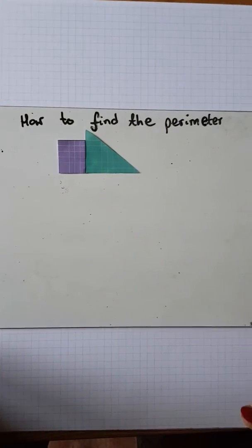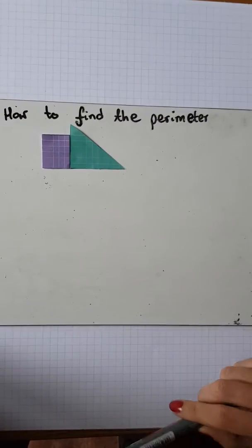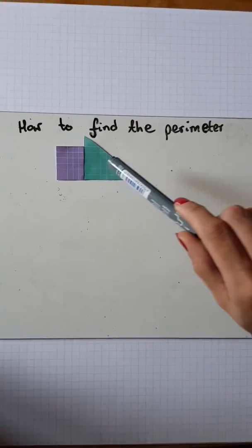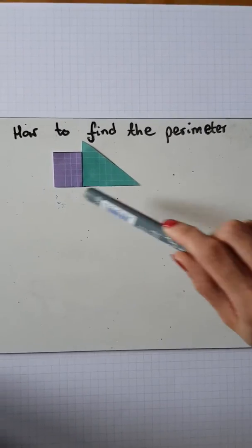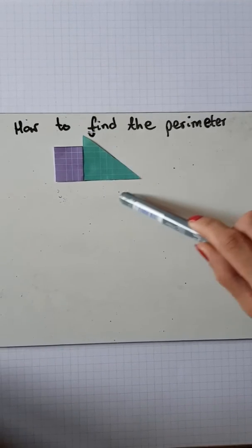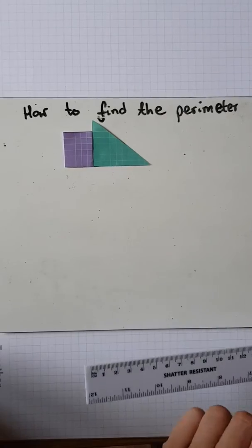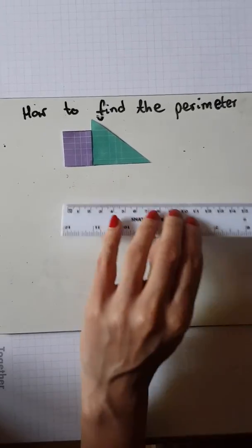The perimeter of a figure is the distance around the figure. To calculate the perimeter of a figure, you need to measure each side accurately and then add all of the values together. I'm going to show you now how to calculate the perimeter of the figure.